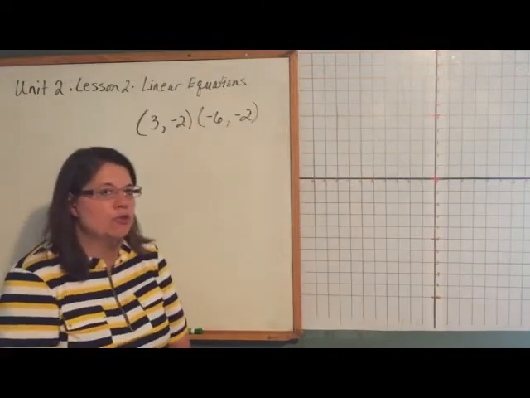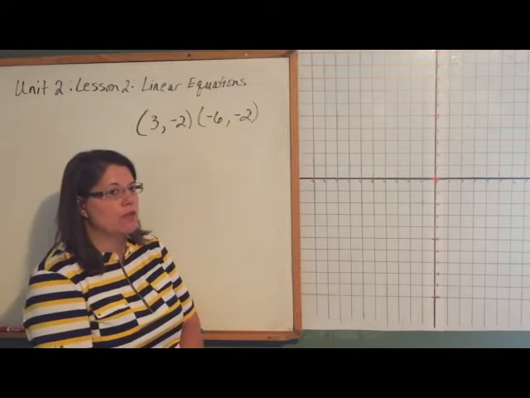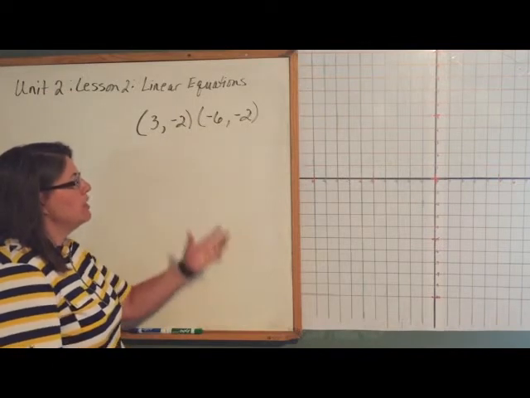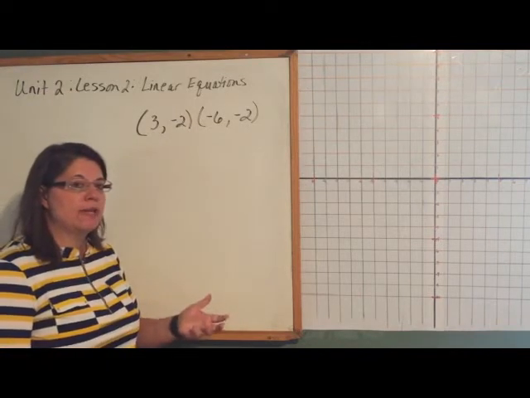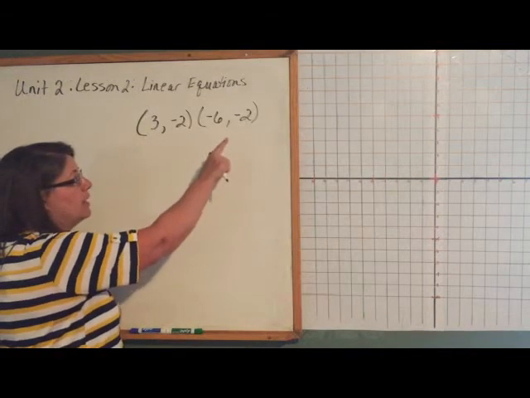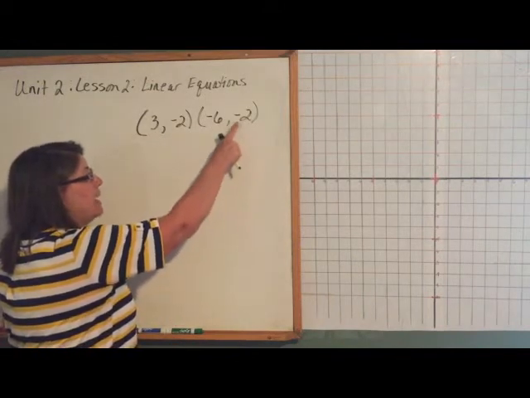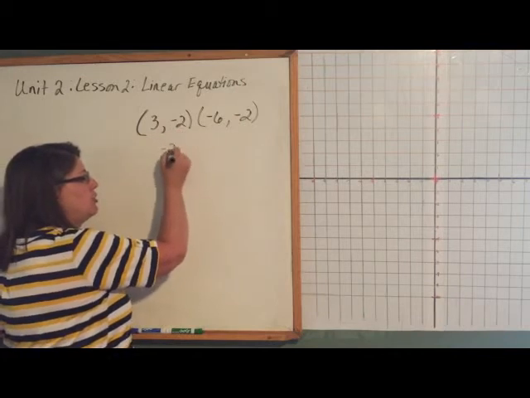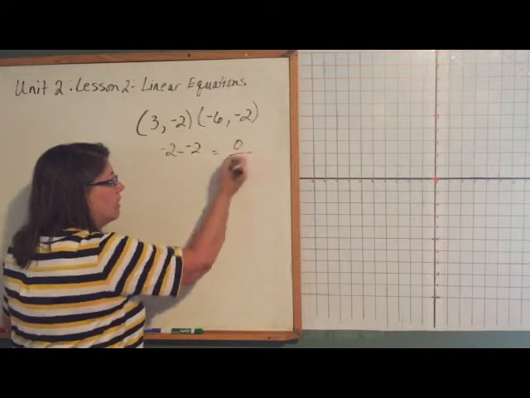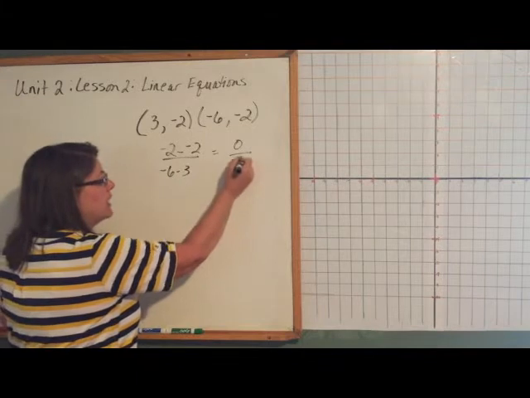We have 2 special linear equations that I want to talk to you about. One of them is a function, the other is not, and you'll understand why in a few minutes. If I were to give you 2 ordered pairs and ask you to find the equation of the line. So if we have 2 ordered pairs, remember the first thing we're always going to do is find the slope. So if I do that, negative 2 minus negative 2. Well, that's negative 2 plus 2. That is 0. Over negative 6 minus 3 is negative 9.